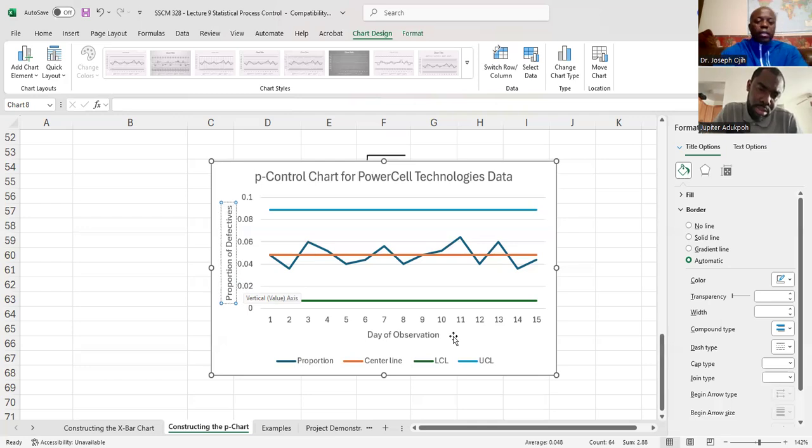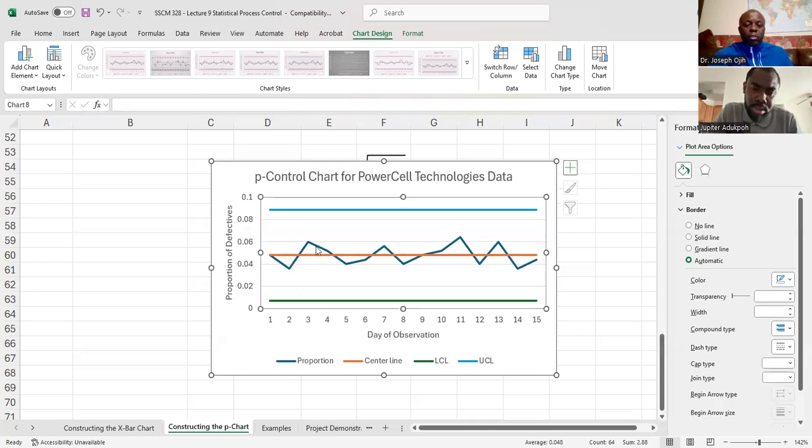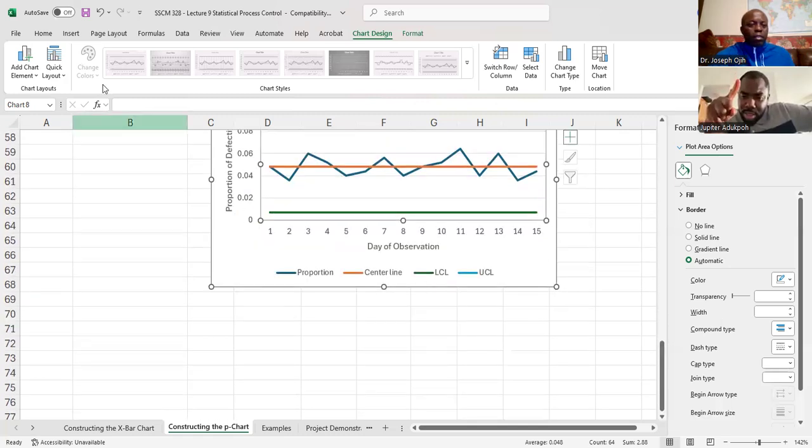Okay. Now you can see the center line, and you can see the upper control limit. So the process is under control, right? None of this line goes up and crosses the upper control limit or the lower control limit. Yes, there's fluctuation, but it is within the normal.